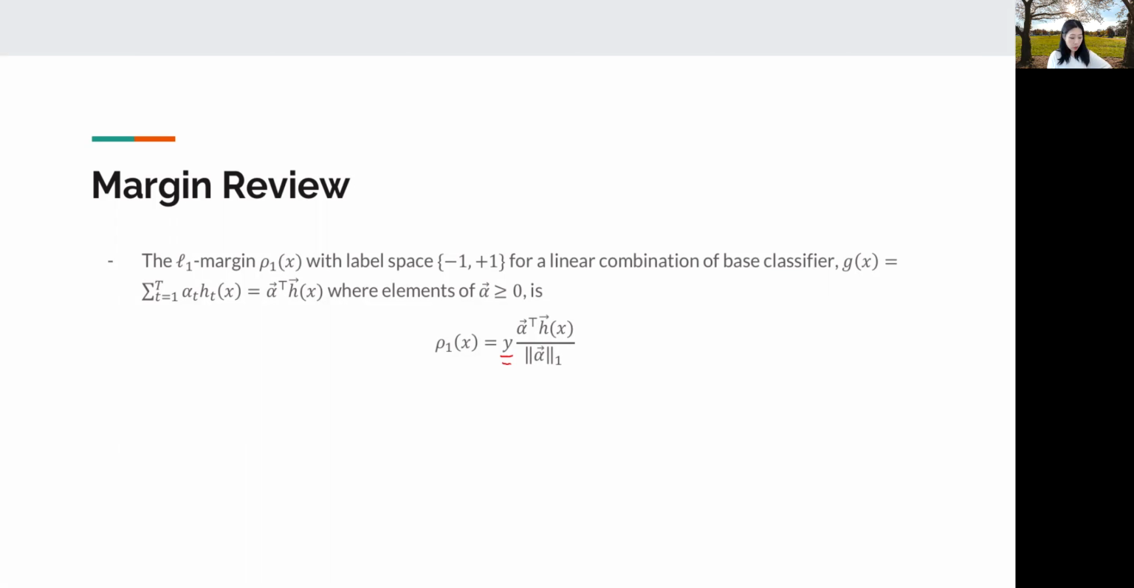Also, you notice that this margin definition can only be defined when you have y. If you don't have the y, you don't know how to define it, right? You have to know the ground truth y. Another thing I wanted to emphasize is that this L1 margin rho_1 of x is with respect to a specific data point, x and y. So it is for a specific x, y. Of course, for simplicity, you didn't put y here, but it's kind of implicit.